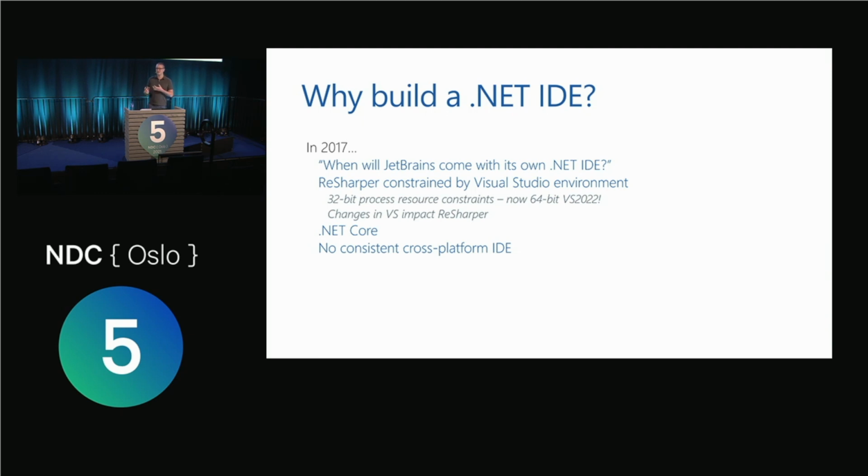We saw that Roslyn was coming. Visual Studio was getting a lot of memory pressure and so on because of its 32-bit architecture, which, by the way, in VS 2022 is much, much better. And there were changes impacting ReSharper, Visual Studio changing the product, the plugin model a little bit. We had some issues with that, and we were impacted by that. .NET Core came about as well.